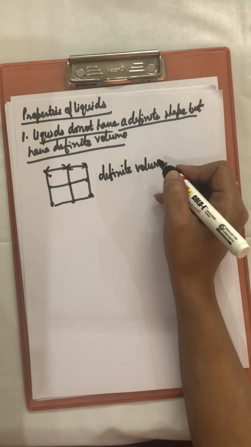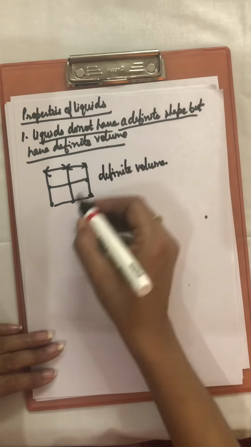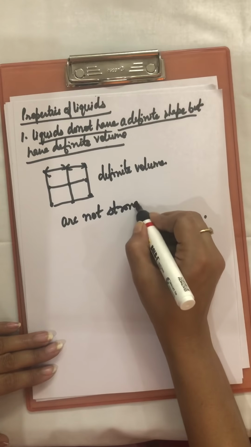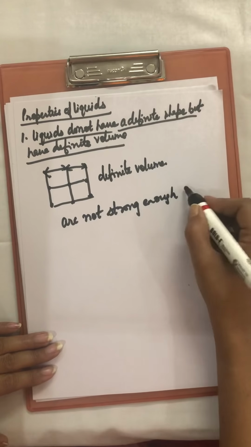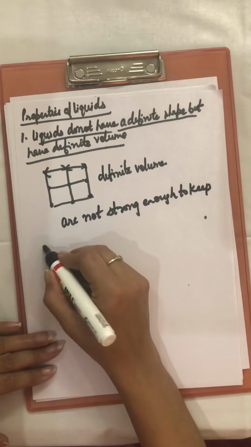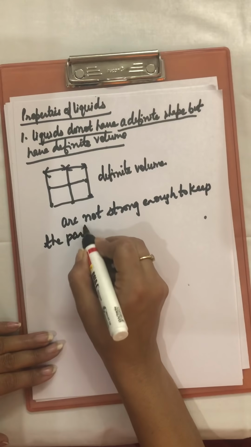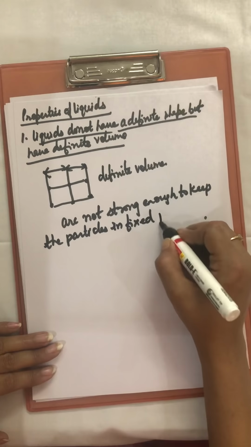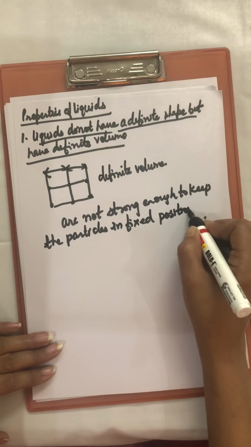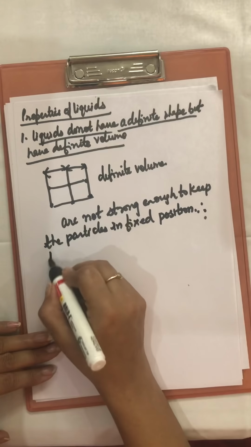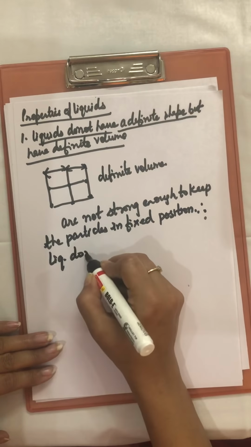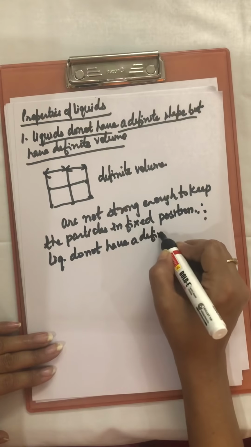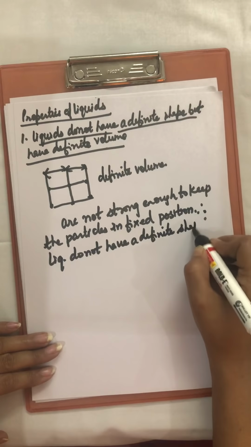But these forces are not strong enough to keep the particles in fixed position. Therefore, liquids do not have a definite shape. Their shape will not be definite.